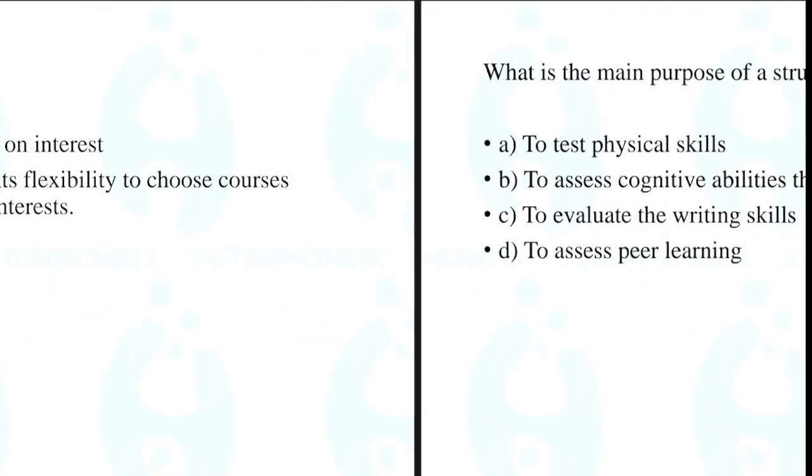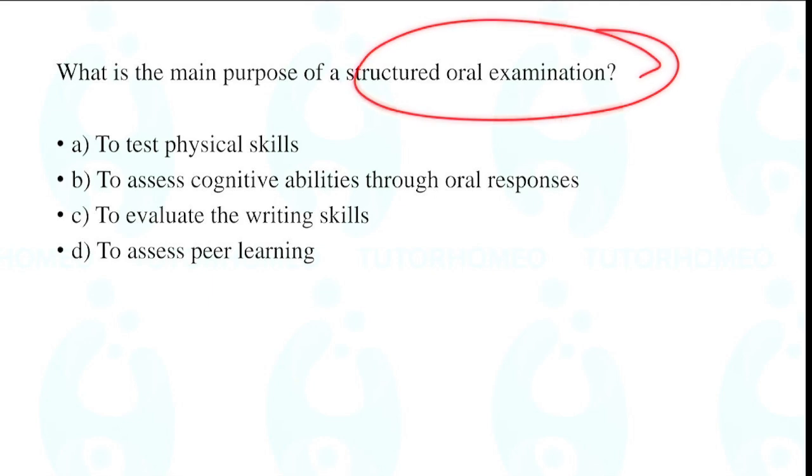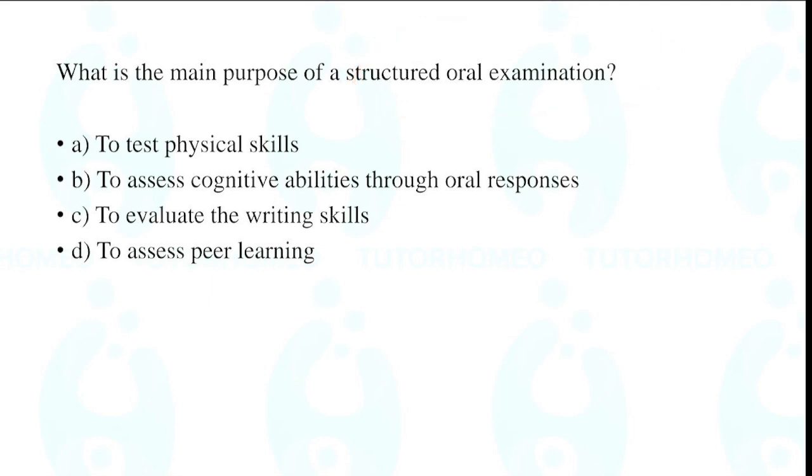The next question is, what is the main purpose of a structured oral examination? Is it to test physical skills? Then to assess cognitive abilities through oral responses? Then to evaluate writing skill? And to assess peer learning? See, we are talking about a structured oral examination, right? So definitely here we have to give the answers, and that too orally. So that is to assess the cognitive ability. Cognitive ability means the verbal reasoning and understanding of the student about the particular subject through oral responses. Your answer is to assess cognitive abilities through oral responses.